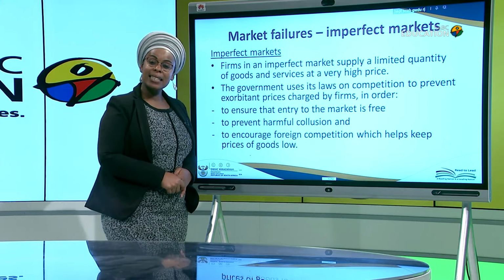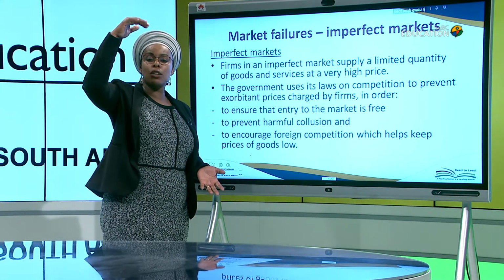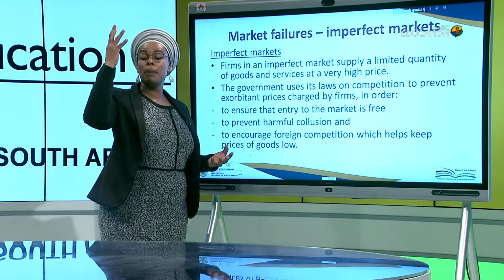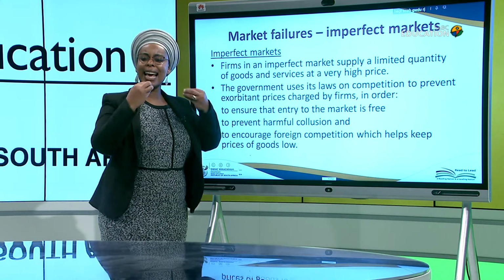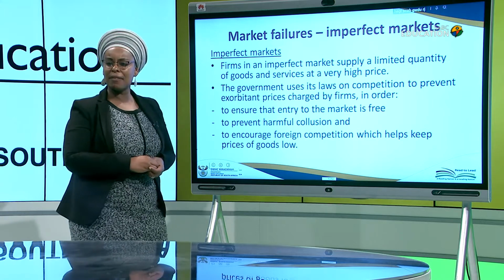Imperfect market, remember what I said they can do. They can fix prices, they can supply less and cause the price to go up, they can block competition, and that will make prices high. And that can affect us as consumers because we might be exploited. How can the government intervene?